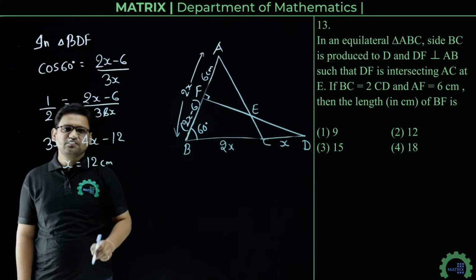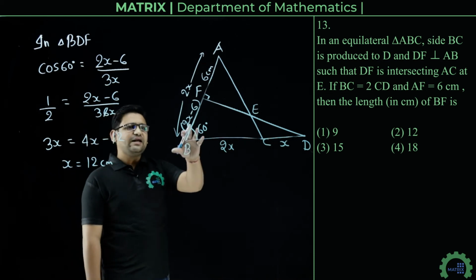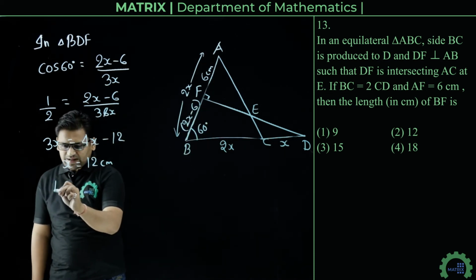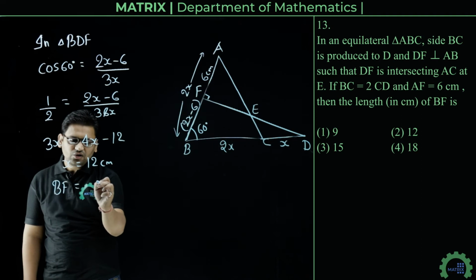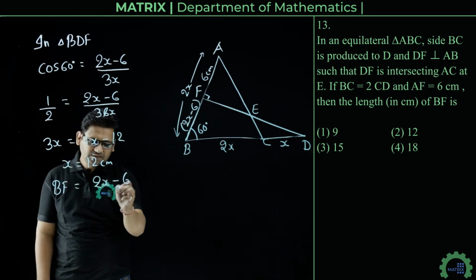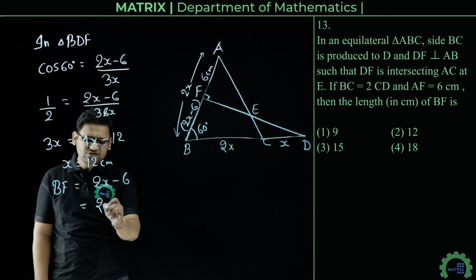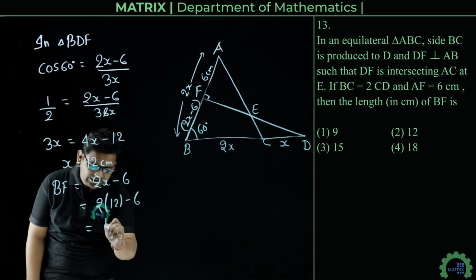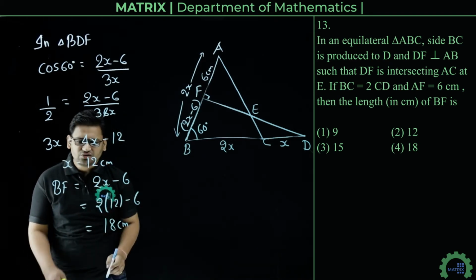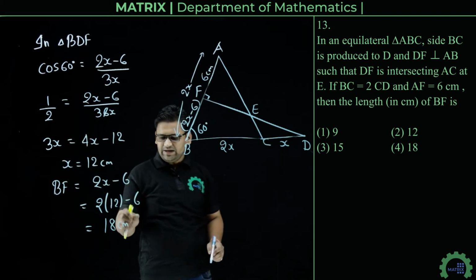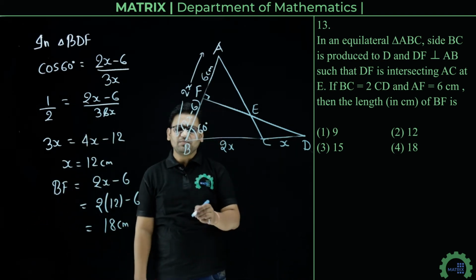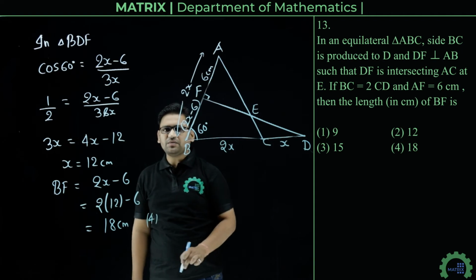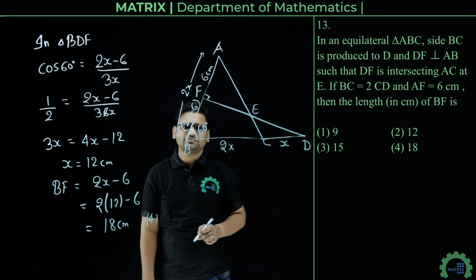centimeter. And we need to find the length BF. So the length BF is 2x minus 6, that is 2 into 12 minus 6, that is 24 minus 6, 18 centimeter. So the length of BF is 18 centimeter, which is option number 4. So option number 4 is the correct answer.